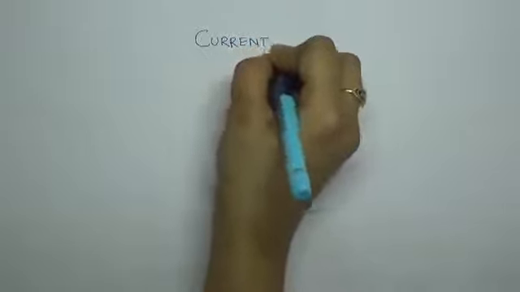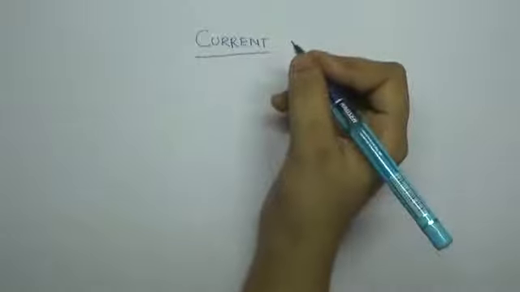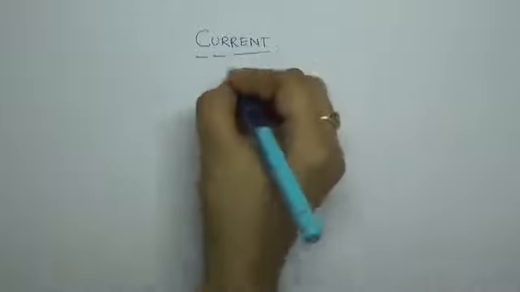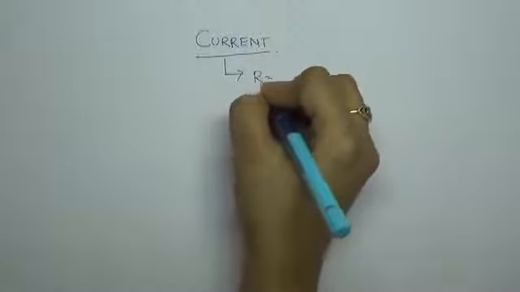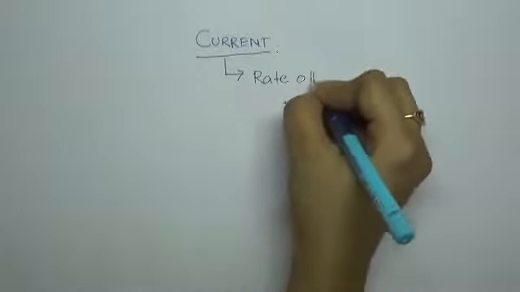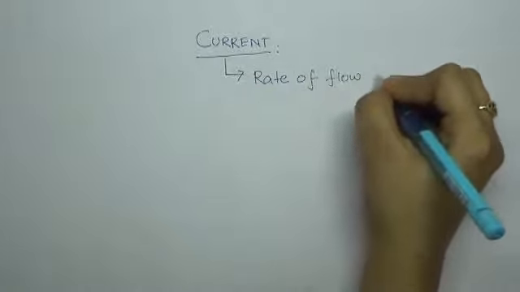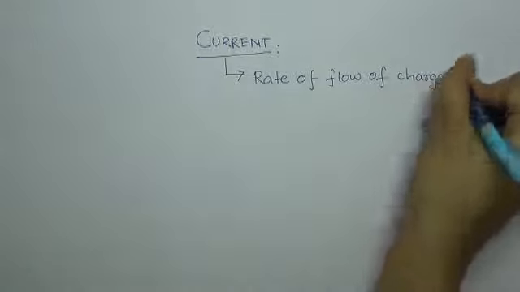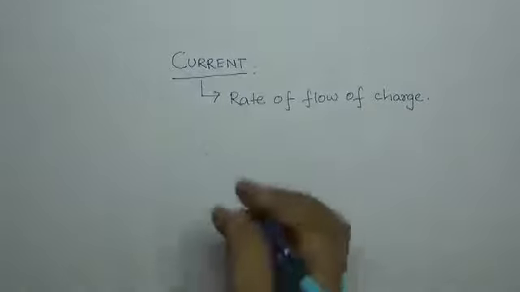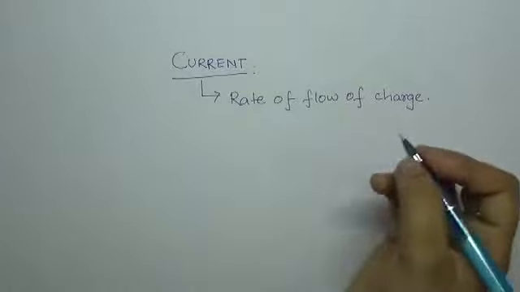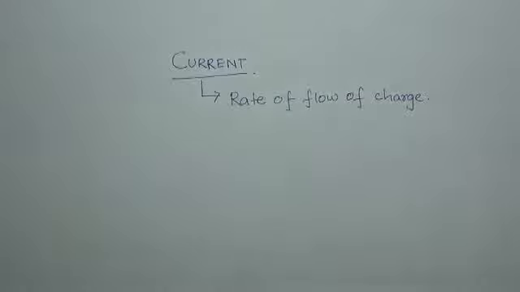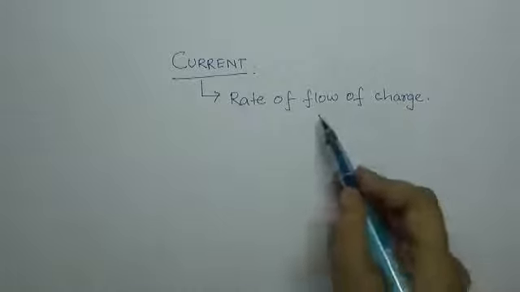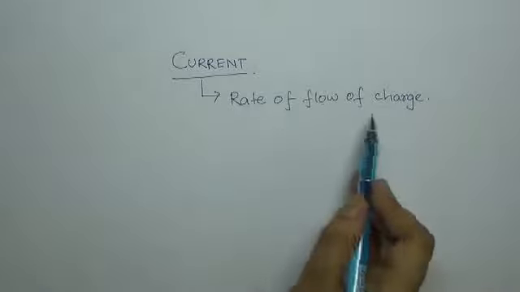What is the definition of current? Current is defined as the rate of flow of charge. Now, what is rate of flow? Always remember, with any physical quantity, if you divide it with time, the term rate is added to it. So here we have charge divided by time. So rate of flow of charge.